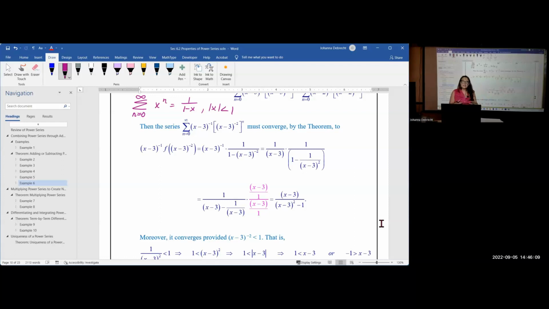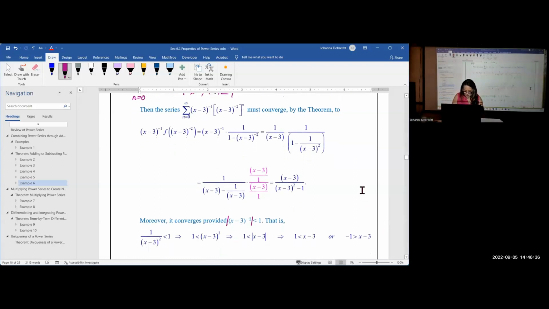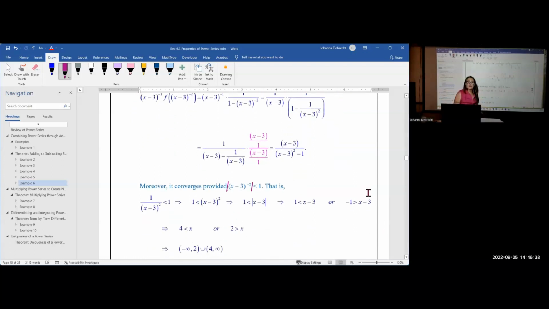Now, this must converge provided that this thing that I substituted in place of x is less than 1. You'll notice I didn't include the magnitudes because it's squared. So if that's bothering you, go ahead and put the absolute values in, all right? That's fine, but it's squared, so it's strictly non-negative to start with. So what possible effect did that have on our interval of convergence? So let's take a look.